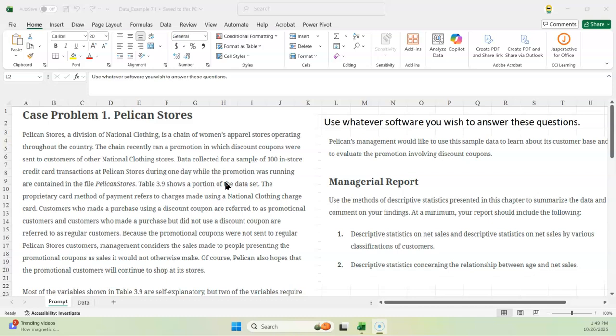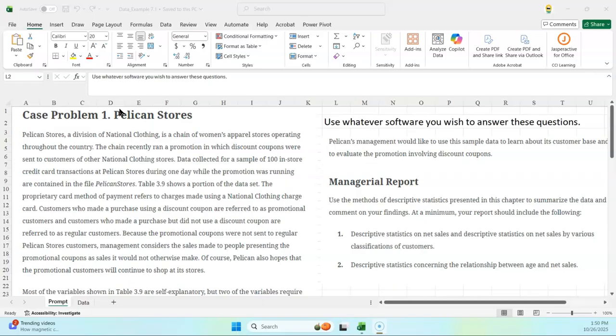And so basically what we have here is a pretty typical kind of marketing problem. We have Pelican Stores, this fictitious division of National Clothing that specializes in women's apparel, and they operate throughout the country. And they've recently run a promotion in which they sent out discount coupons to customers, and they want to see how well they worked. And so what we have is a sample of 100 in-store credit card transactions from the store in that day. And so table 3.9 is going to be below. We'll get to that in a second.